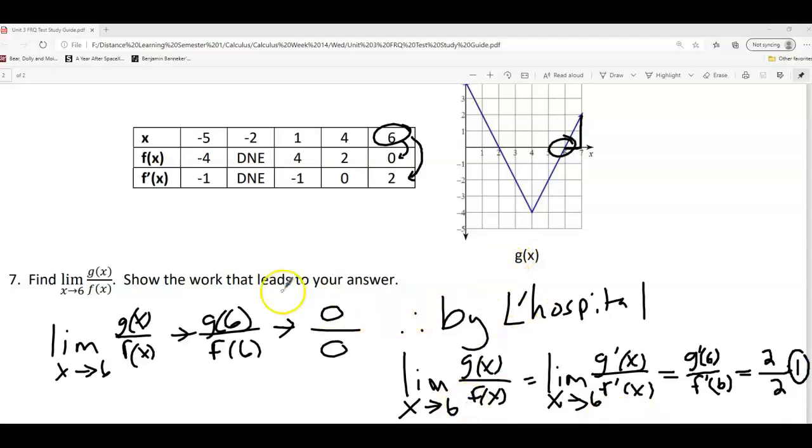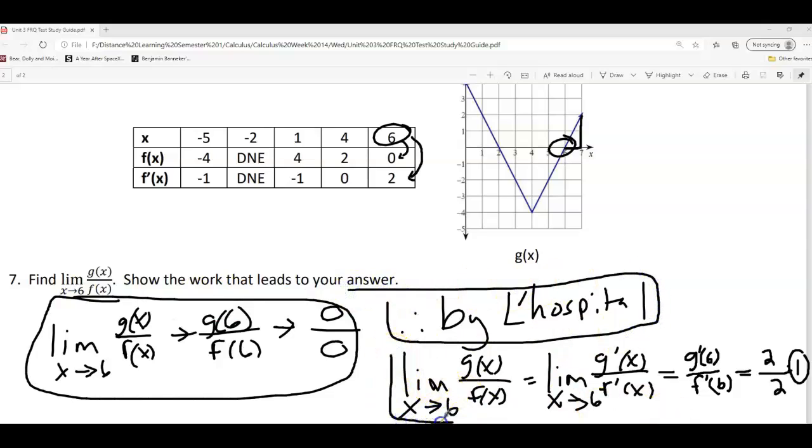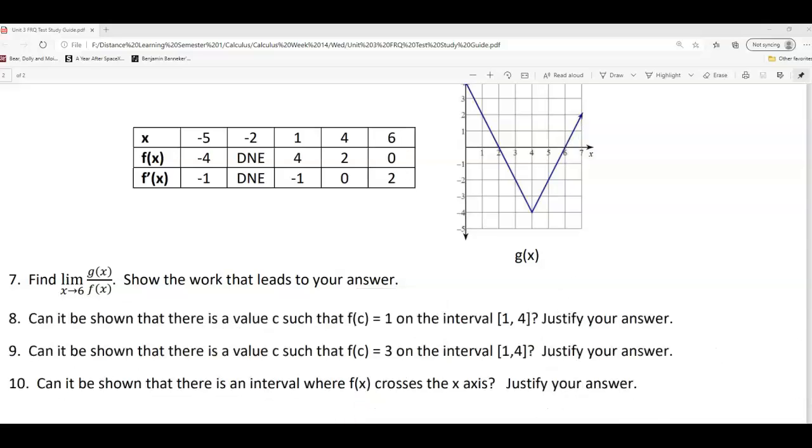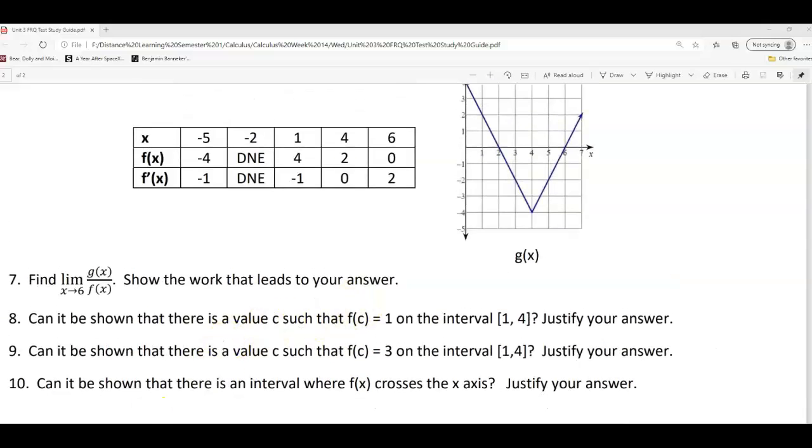Once again, whenever you guys do these L'Hopital problems, you have to show that it becomes an indeterminate form. Good idea to state therefore by L'Hopital. And then you want to make this statement here, and then have your final answer. Okay, those are the 4 things that are going to be essential to get credit on that problem. All right, let's go ahead and take a look at number 8.